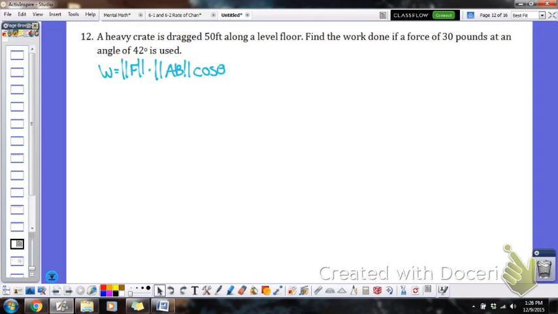So we just need to fill in what we know, substitute in what we know. Well, we know that the force was 30 pounds, so 30, times the distance we traveled, which was 50 feet, so times 50 feet, times the cosine of the angle measurement that was given, so cosine of 42 degrees. Plug this into your calculator, and you get W is approximately equal to 1,115 foot-pounds.